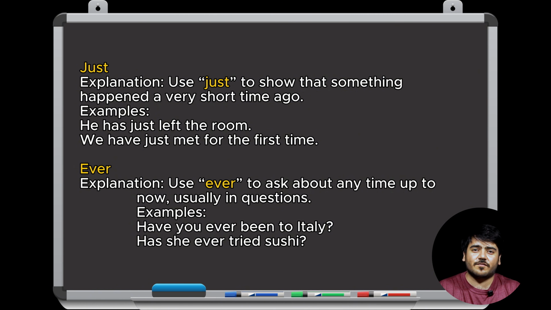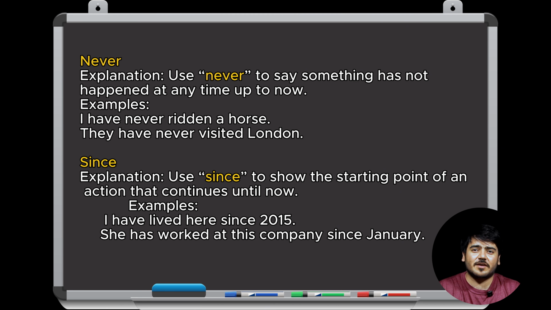Number 4, ever. We use ever to ask about any time up to now, usually in questions. Examples: have you ever been to Italy? Has she ever tried sushi? Number 5, never. We use never to say something has not happened at any time up to now. Examples: I have never ridden a horse. They have never visited London.